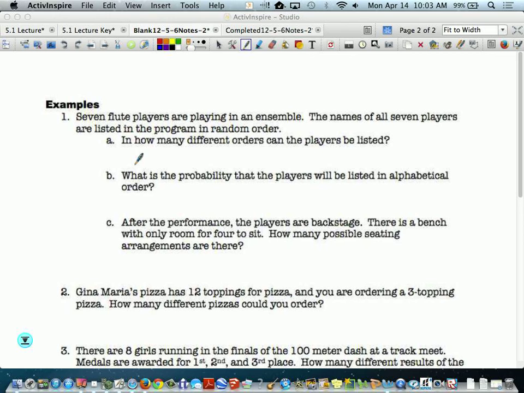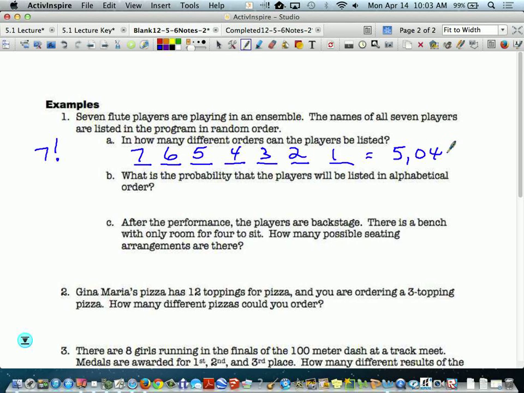So the idea is you have 7 people. Because I know their names, if you put my name at the top, my mom will recognize it, right? She wants to see my name first. So 7 people, then 6, then 5, then 4, then 3, then 2, then 1. How many different ways can that happen? You could also type in 7 factorial on your calculator. 5,040. Okay? 5,040 ways that we can list.